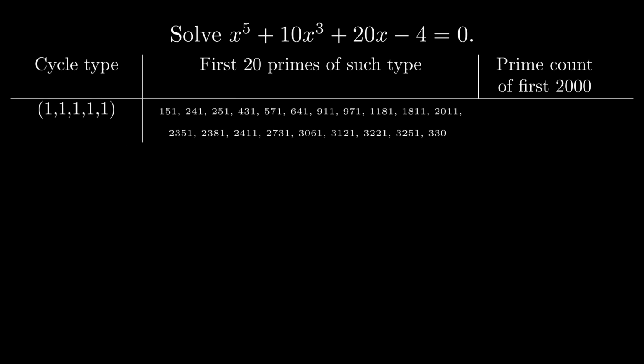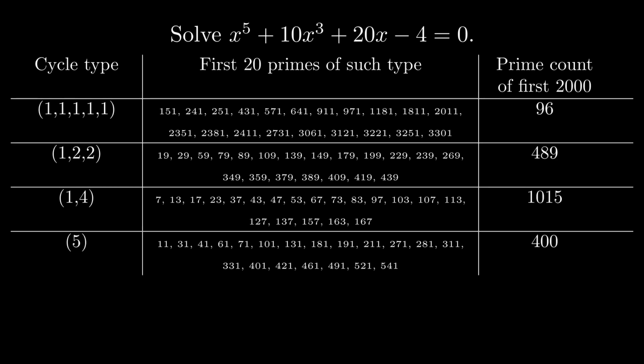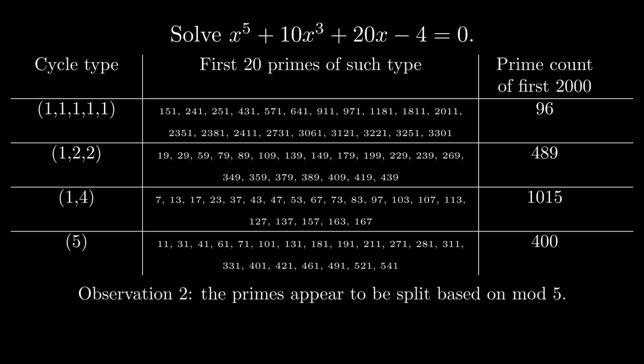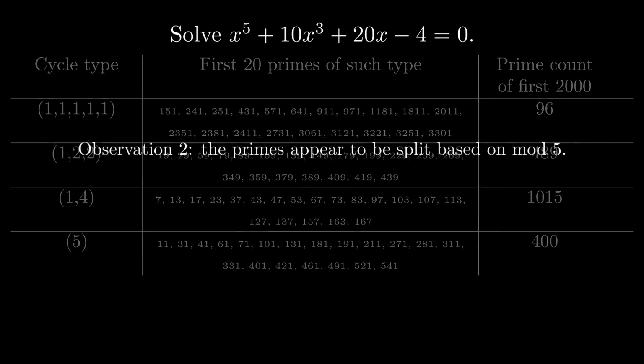To do this, we return to the chart of cycle types. If you studied it before, you maybe noticed that the primes in the top row all end in 1, the second row ends in 9, the third row ends in 3 and 7, the fourth row ends in 1. That is, the primes appear to factor based on what they are mod 10, or mod 5 since all primes are odd other than 2.